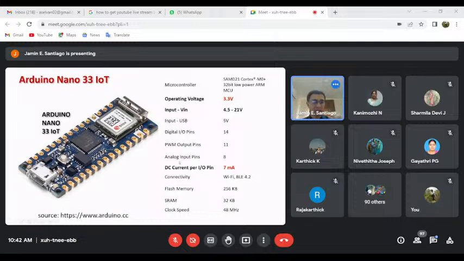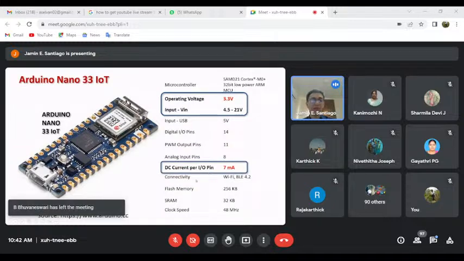But the main problem with this is we have to buy it from outside Oman. We don't have the supply inside Oman. So the last time we purchased this from Amazon, it took several weeks to arrive in Oman. And well, it is a bit more expensive than the other devices. Now it is operating at 3.3 volts. The current is very small, but we have these specifications.